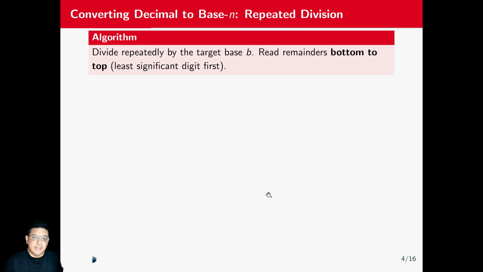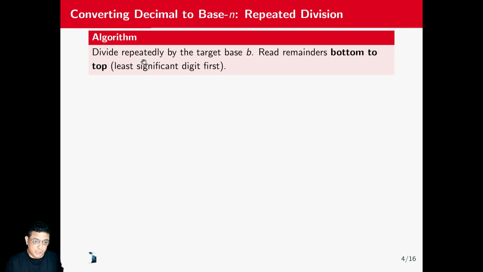So that was for converting base n to decimal. But now let's do it backwards. If we have a number in decimal, how do we transform that number to base n? What we have to do is repeat the division. We're going to divide the target number repeatedly by the base b, and the remainders from bottom to top are going to work out as the significant digits for the number.